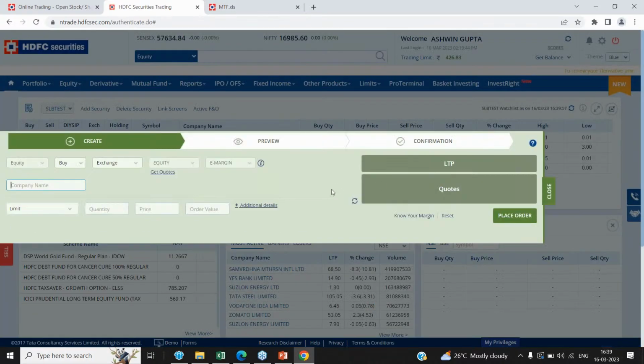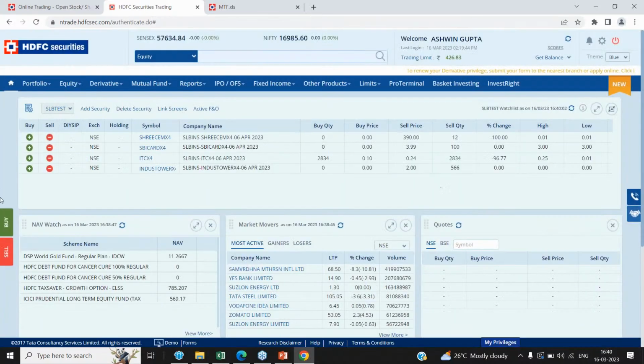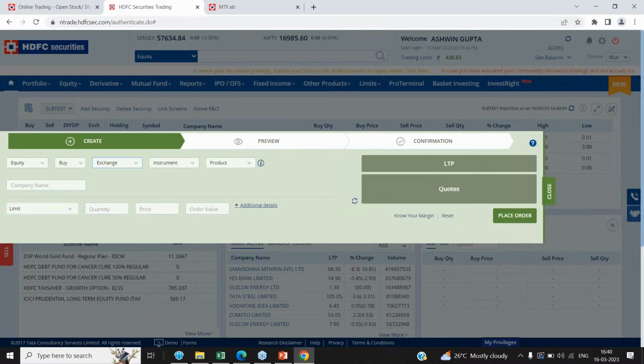It's very simple. It's a buy panel window. If I do not want to go through equity, I have a shortcut on the left hand side panel where I can simply click on buy. The buy panel window appears. I'll simply select the exchange. I want to select NSE.